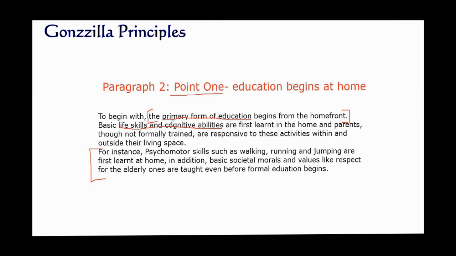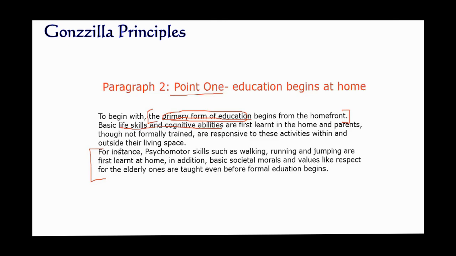So what are the primary forms of education? I started with the basic skills and cognitive abilities first learned at home, where parents, though not formally trained, are responsive to these activities within and outside their living space. Now, in making up my detailed statement there, I hinged on life skills and cognitive abilities to create my next sentence.